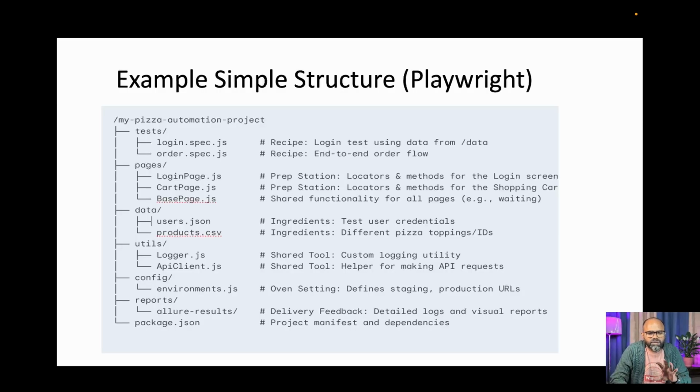So this is an example simple structure of Playwright. How the framework will be: these are the tests and pages and the data and utils, configs, reports, package.json. This is the basic structure I'm showing right now, and we will do a similar kind of project in the next video. So till now I hope everything is clear. This is just an analogy I'm explaining in this video.